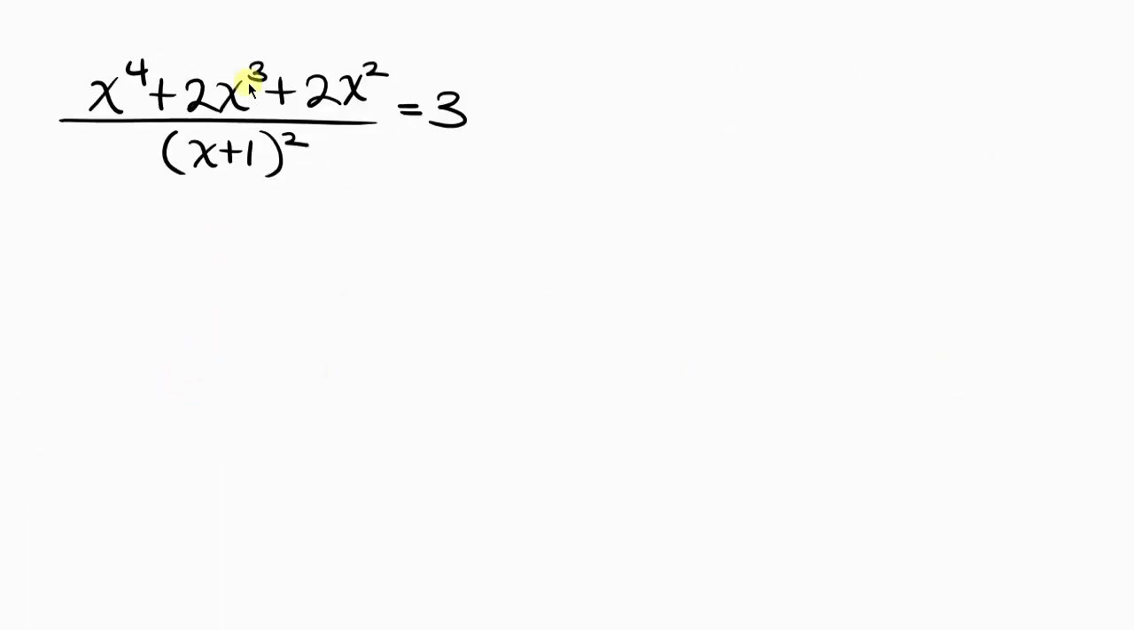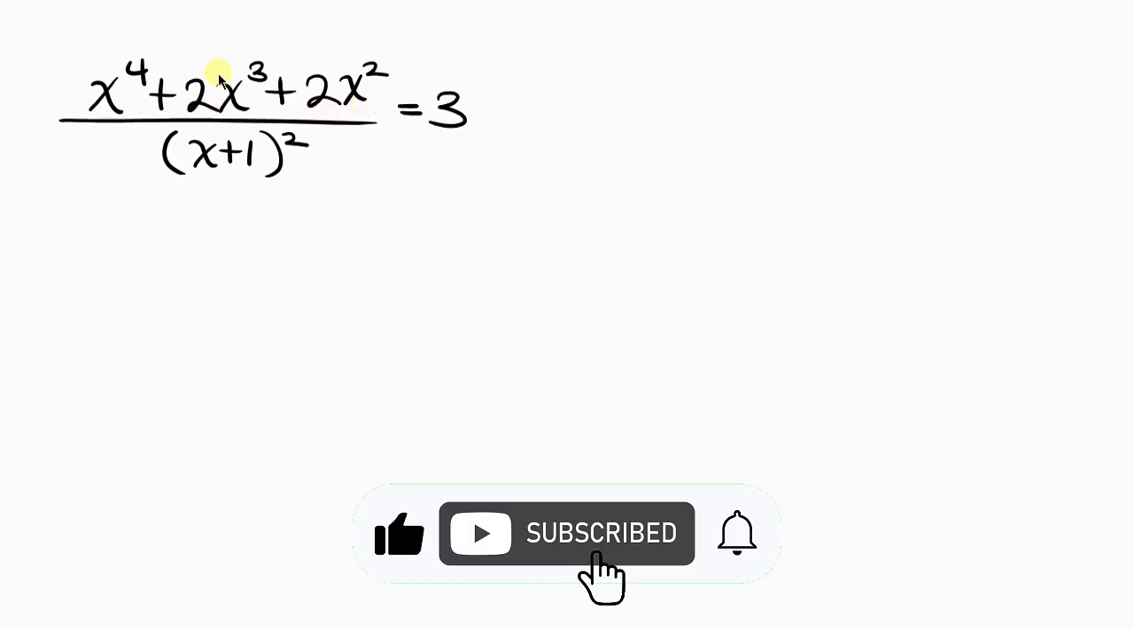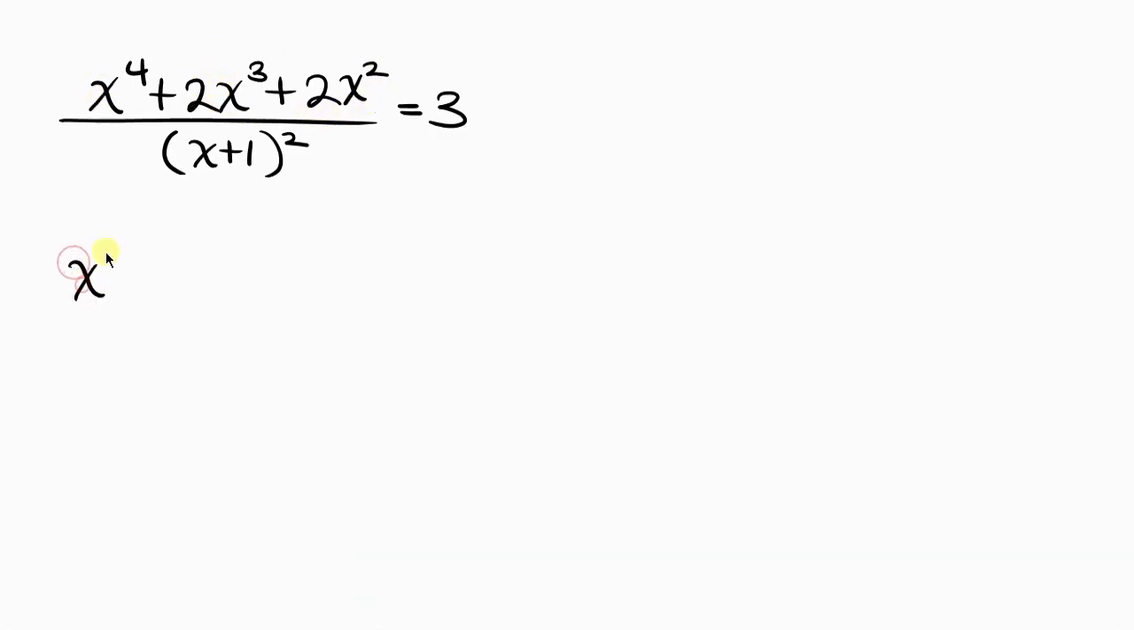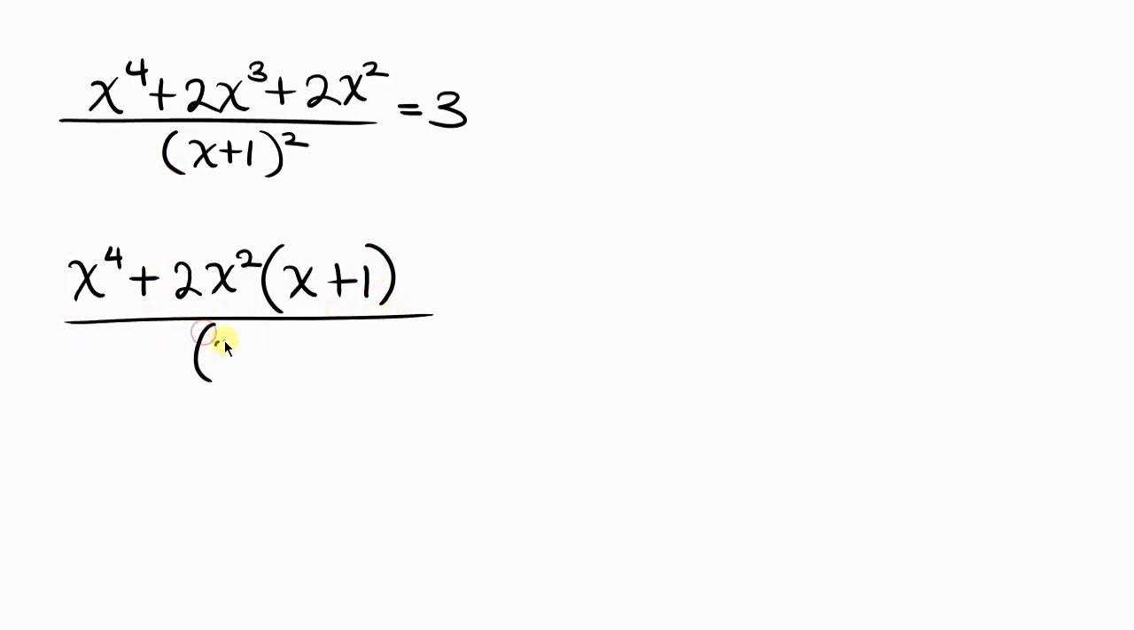Now our next step will be for us to factorize what we have here. So this is x to the 4th plus, now notice that 2x squared is common, so we can factor out 2x squared, open bracket. Now 2x cubed divided by 2x squared, I have x, plus 2x squared divided by 2x squared, I have 1. Very good. All over the denominator, which is x plus 1 all squared, and this is equal to 3.